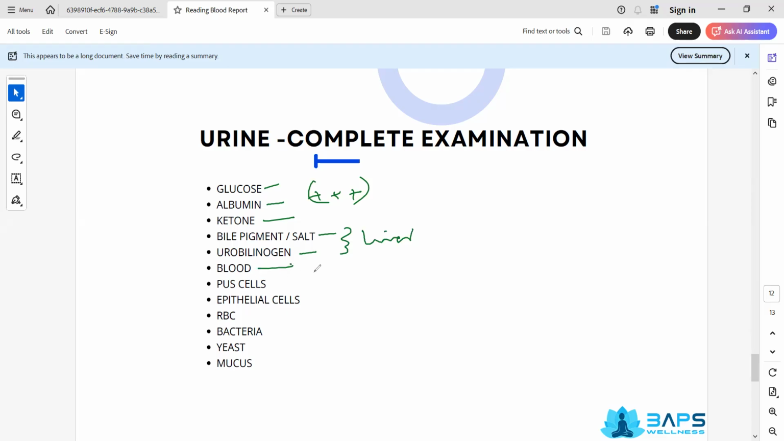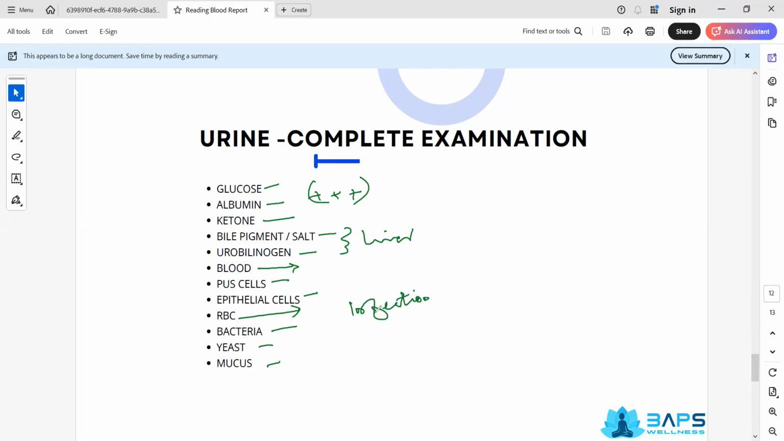If you see any blood or RBC, then you need to suspect any tumor there in the kidneys. If it is there, you will have blood or RBCs, any infection, urinary tract infection and all. Even the pus cells or epithelial cells also will be there in the case of bacteria also. UTI, yeast and mucus will indicate any kind of infection.